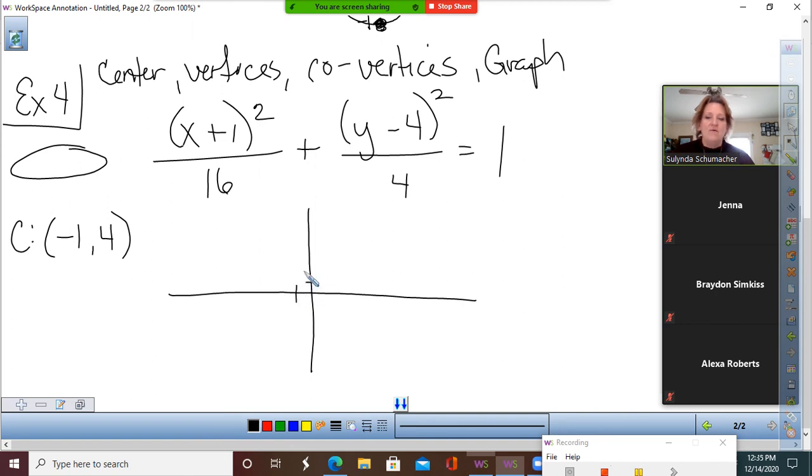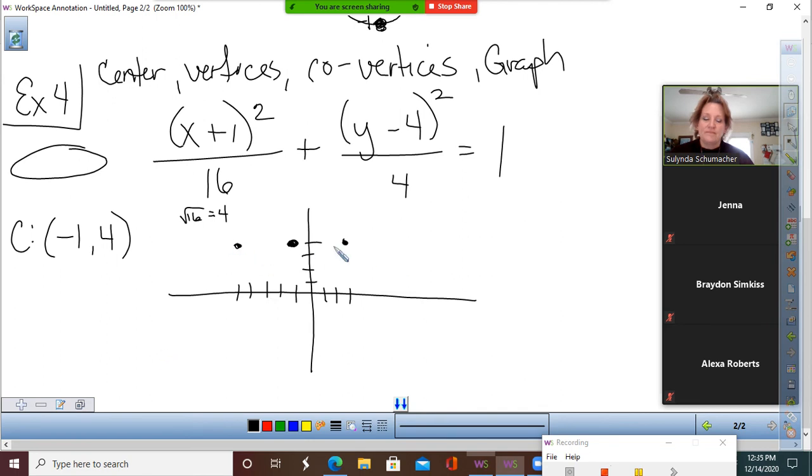Negative 1, 1, 2, 3, 4, right here. All right, on our x-axis, underneath the x, we're going to take the square root of 16, which is 4. So I'm going to go to the right 4 and to the left 4. So 1, 2, 3, 4, and 1, 2, 3, 4.